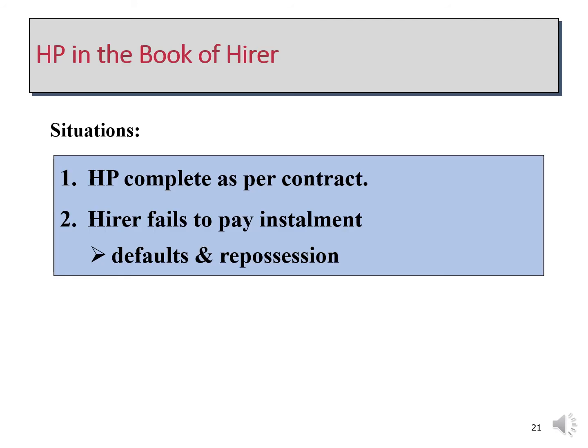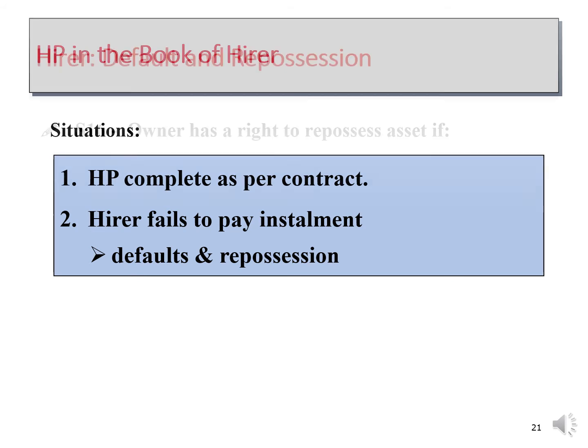So what we have discussed so far is recording the HP transactions under the gross method or the net method. Now we are going to look into the situations where the hire purchase is completed as per the contract, or when the hirer fails to pay the installment, there are defaults and repossessions. So we are going to look into these situations and what the accounting treatments are.